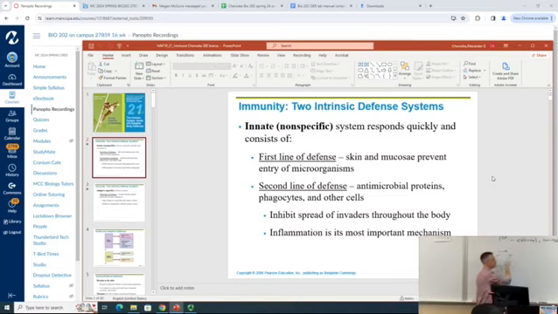If you breach those outer defenses, if it makes it past the front door of your house or past your skin, we need to have internal defenses. It's not just like, well, I guess the raccoon's living in my house now. That's how it is, right?